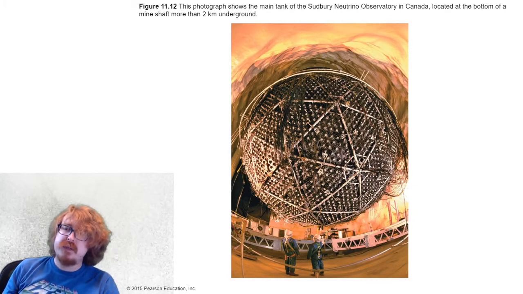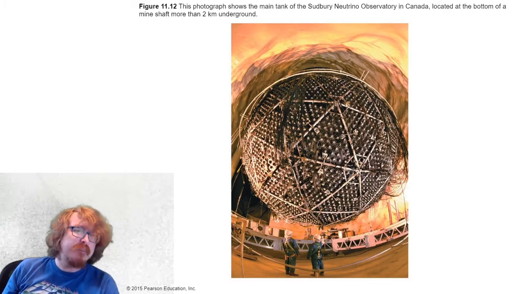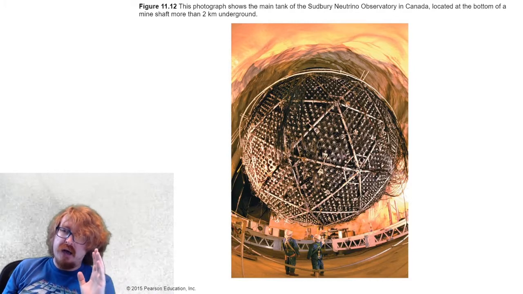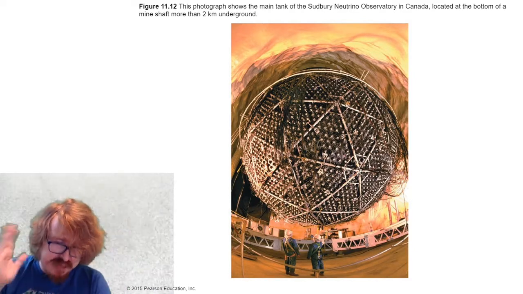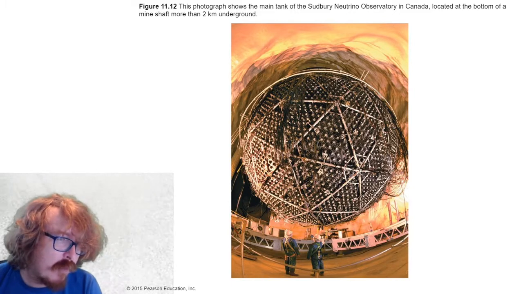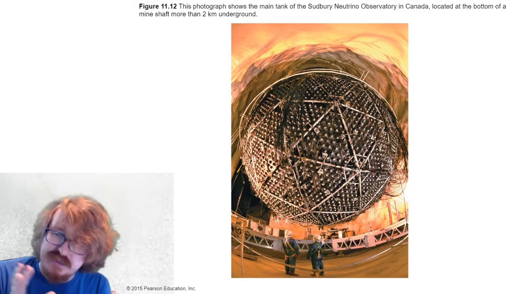Okay, so there we go. We know that the sun is doing this because of the neutrinos coming out. Okay, now we're finally done with that super technical thing. Now what we're going to talk about is the layers of the sun.